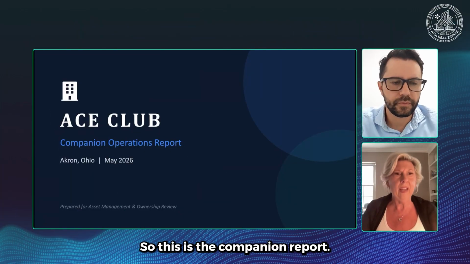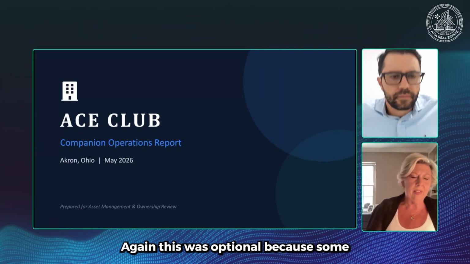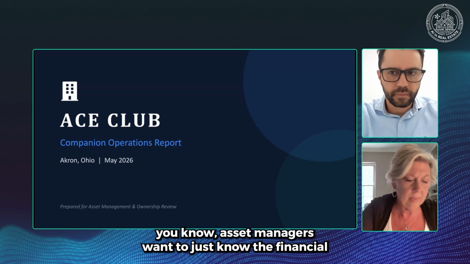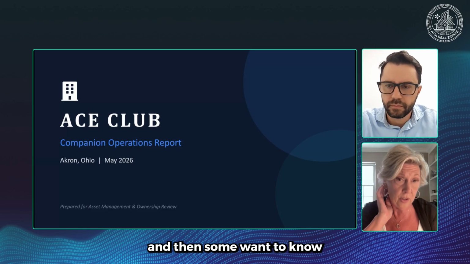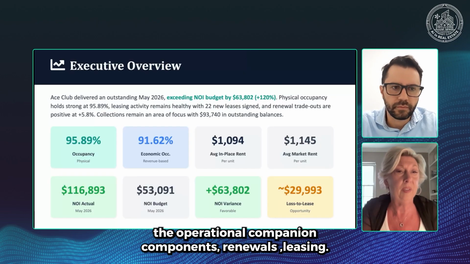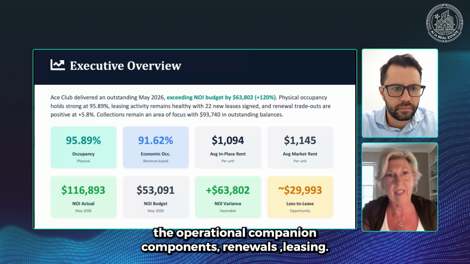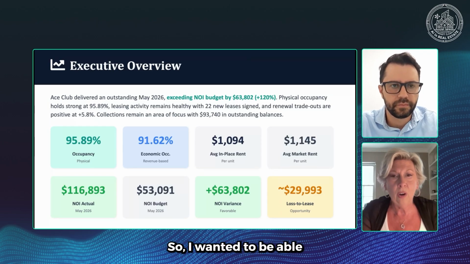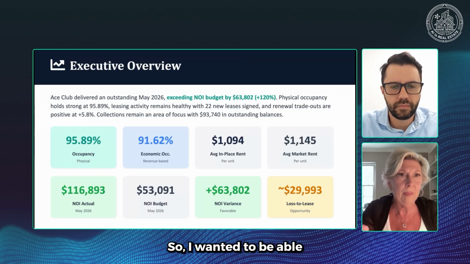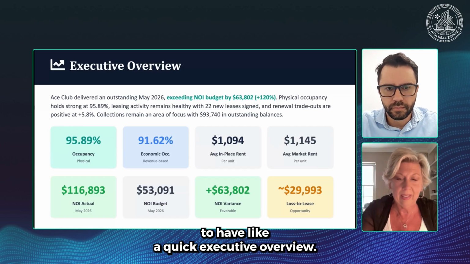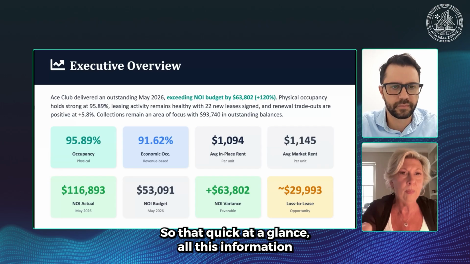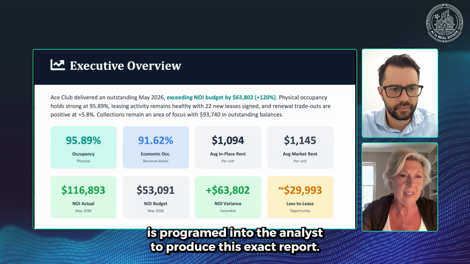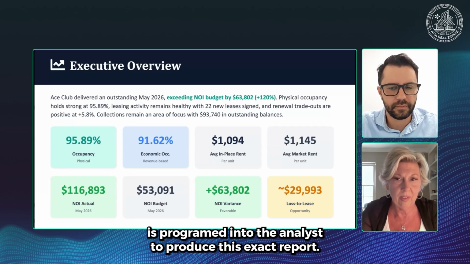So this is the companion report. Again, this was optional because some asset managers want to just know the financial, and then some want to know the operational companion components, renewals, leasing. I wanted to have a quick executive overview, so that quick at-a-glance information is programmed into the analyst to produce this exact report.